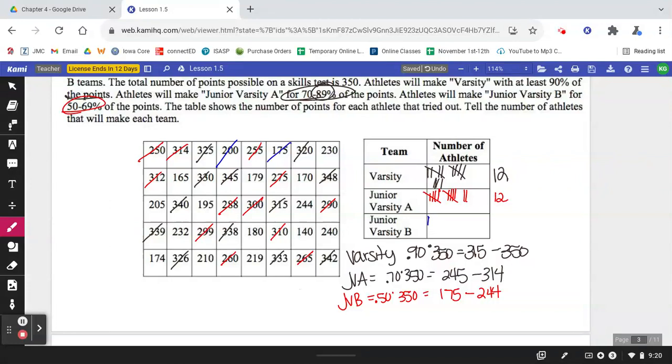1, 2, 3, 4, 5, 6, 7, 8, 9, 10, 11, and 12 again. Now I have these 4 that I circled that don't fall in my up to 175 range. So I would also say then 4 people do not make a team.